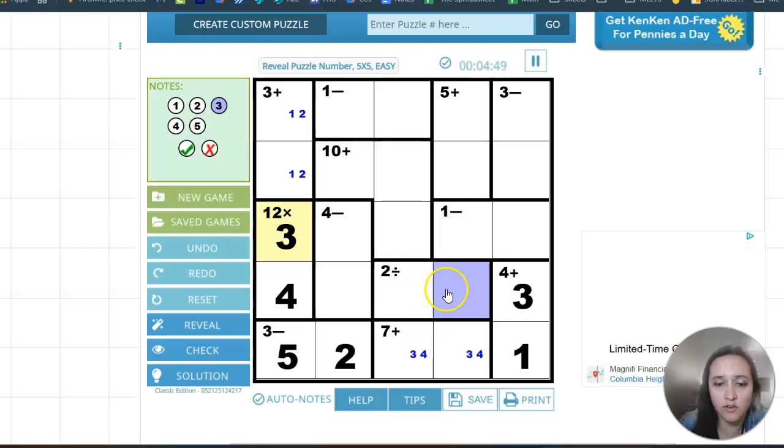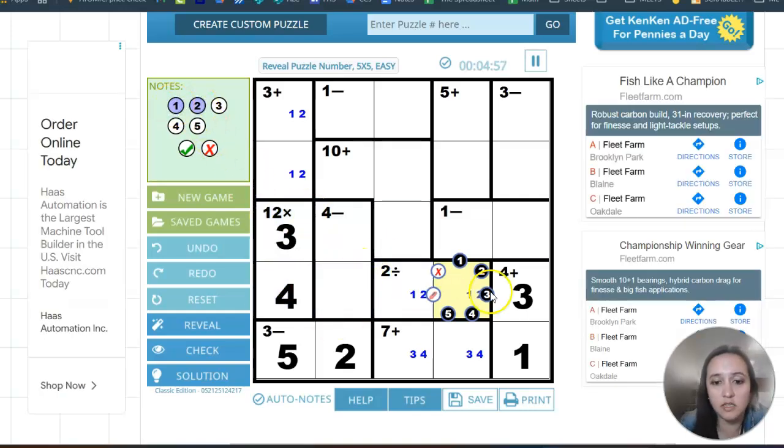It has to be 2 divided by 1. Again, I don't know who's a 2 and who's a 1, but that frees up a 5 for this one, because in this row I have 1, 2, 3, 4, 5. Okay, 5 take away something leaves me with 4. I know that's 5 take away 1.